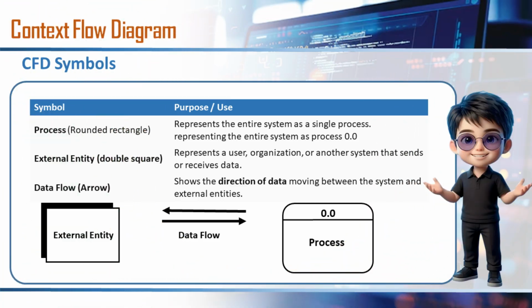Next, let us identify the CFD symbols. Please observe the symbols intended for a context flow diagram, CFD. Process, rounded rectangle, represents the entire system as a single process, usually labeled process 0.0. External entity, double square, represents a user, organization, or another system that sends data to or receives data from a system. Data flow, arrow, shows the direction in which data moves between the system and external entities.